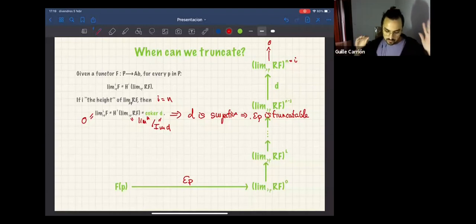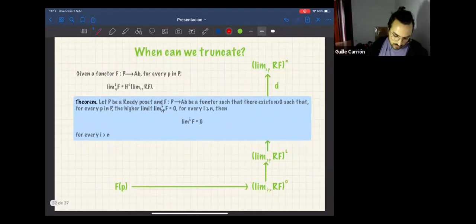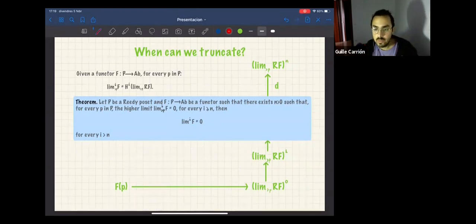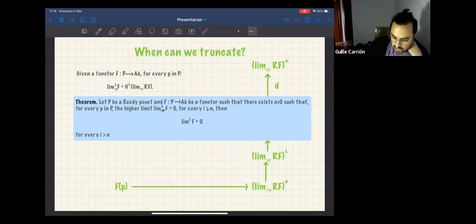So we can summarize this in the following theorem, which is the main theorem of this talk: if you have a Reedy poset and you have a functor from this Reedy poset to abelian groups, if you can find a bound of higher limits in these subcategories, then you have a global bound, but you lose the equality.